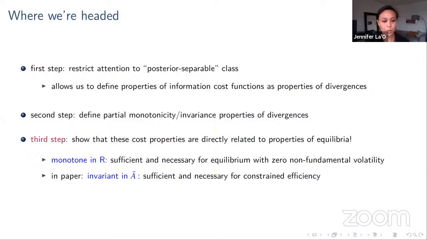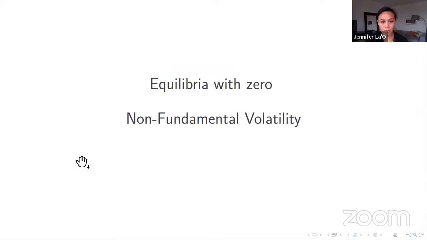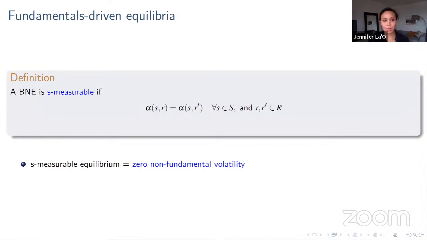Okay, so let me show you this monotonicity in R result. What are we looking for? We're going to think about equilibria that are driven only by fundamentals versus equilibria that are driven by things that are also non-fundamental.